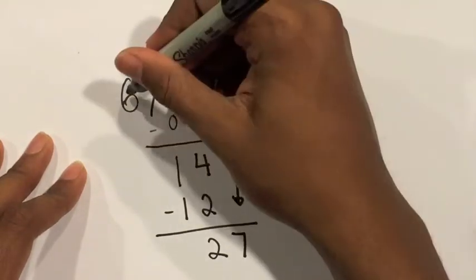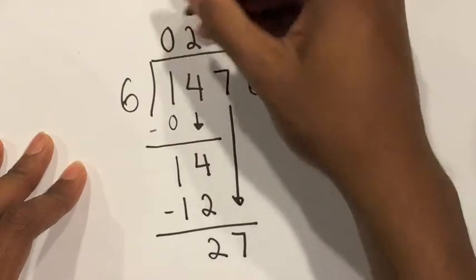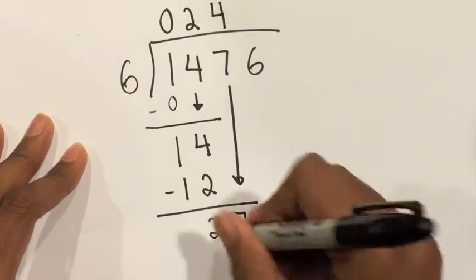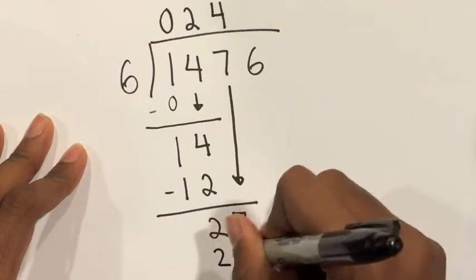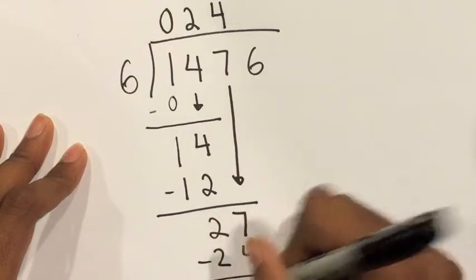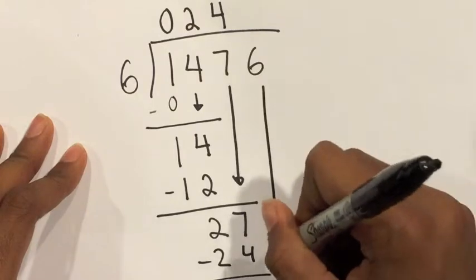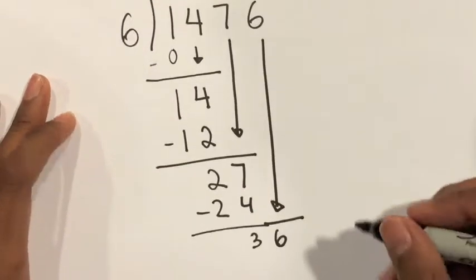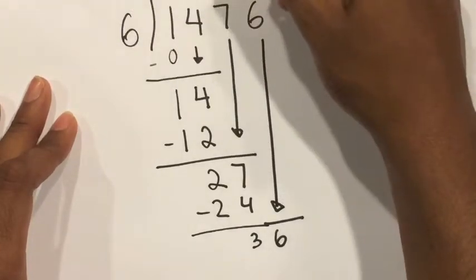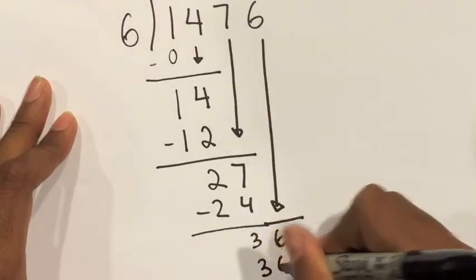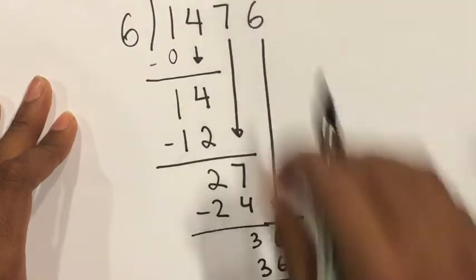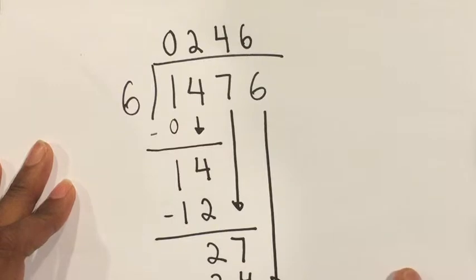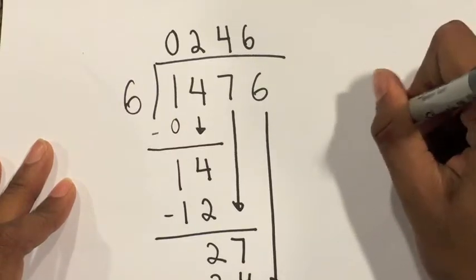So now you'll get 6 goes into 27 at most 4 times. So you get 6 times 4 is 24. Subtract 3. Bring down the last digit right here. You have 36. So then 6 times 6 is 36. Subtract and you have 0. So now, if you go back up, your final answer is 246.